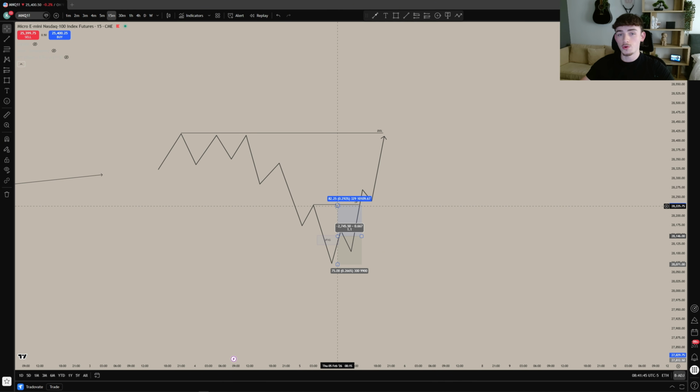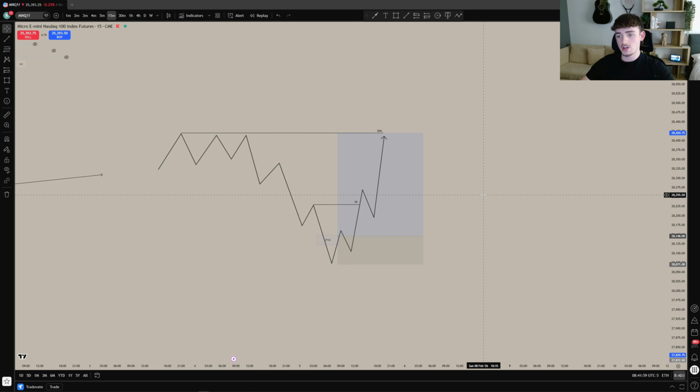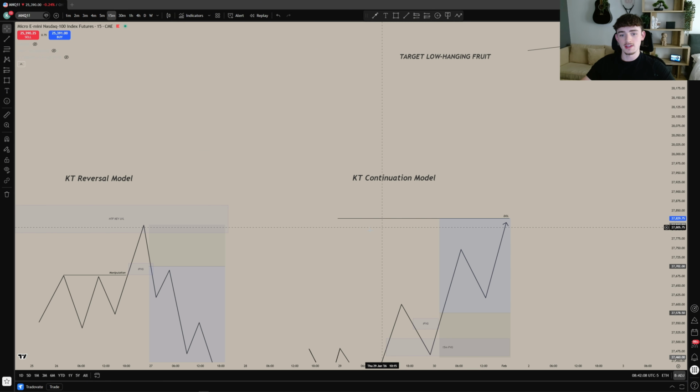If you wanted to hold a runner, you can take partials at this 1-to-1 and then let this run. But most of the time what you'll find happens is we might get this retracement and we literally come down, tap the break even, and then go straight to your TP. So just while you're starting, target those 1-to-1s, low RRs, and you should be good to go. But let's actually get into the models.